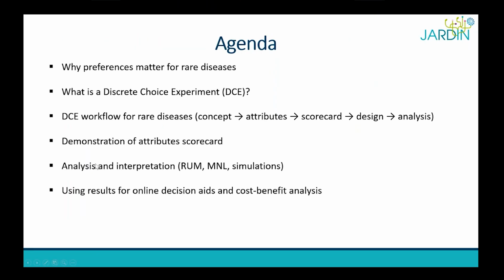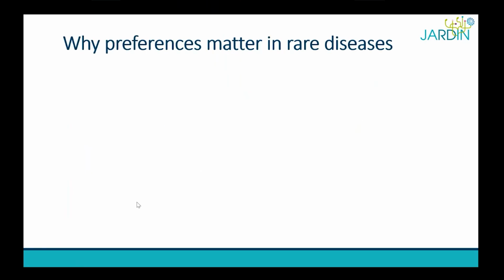And then I will talk about how we analyze and interpret data from a discrete choice experiment. And then finally, how we can use the discrete choice experiment results for policy making, or how we can embed the DCE results in the development of, let's say, an online decision aid tool, or how we can use them in economic evaluation like cost benefit analysis. So just to begin with, let's talk about why preferences matter in rare disease.